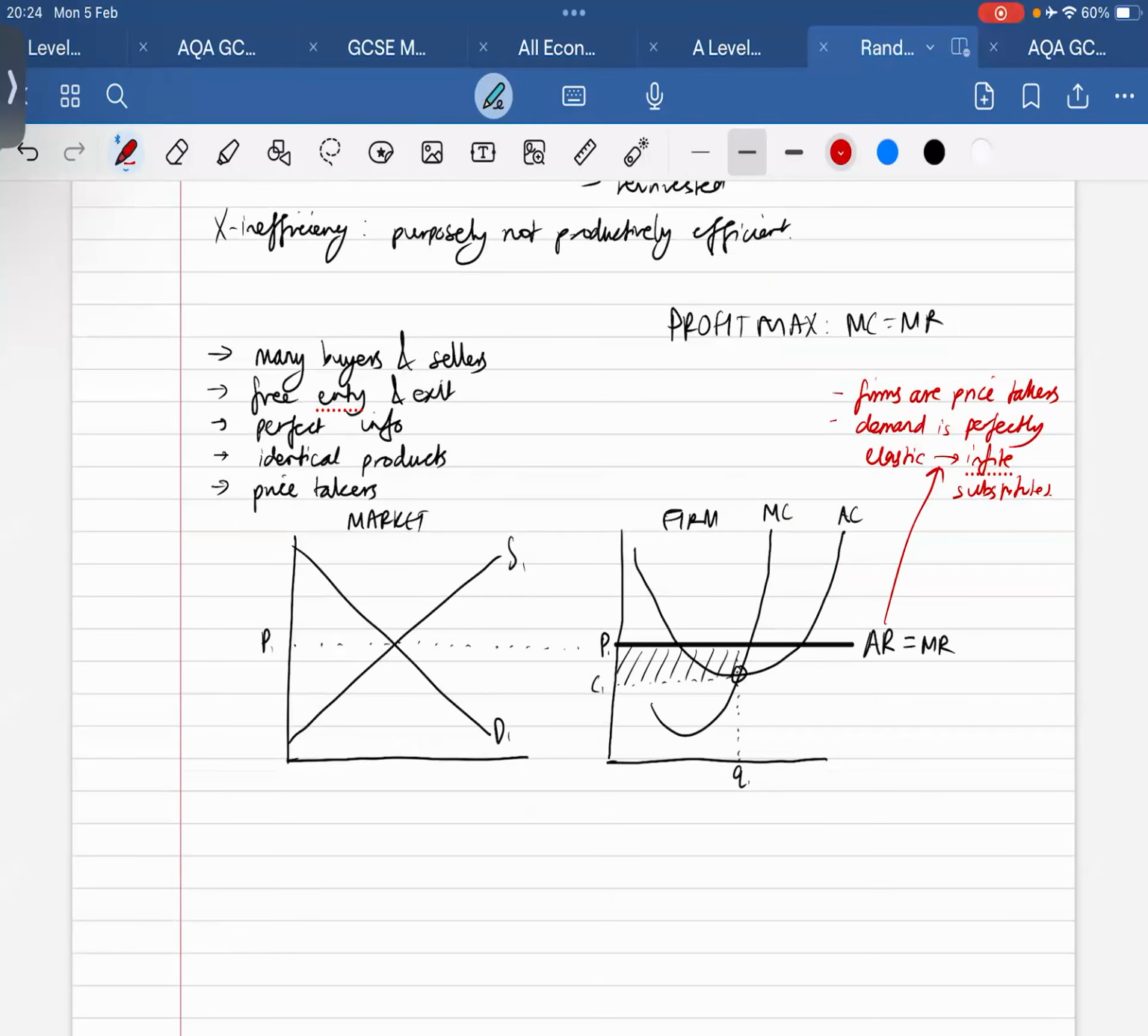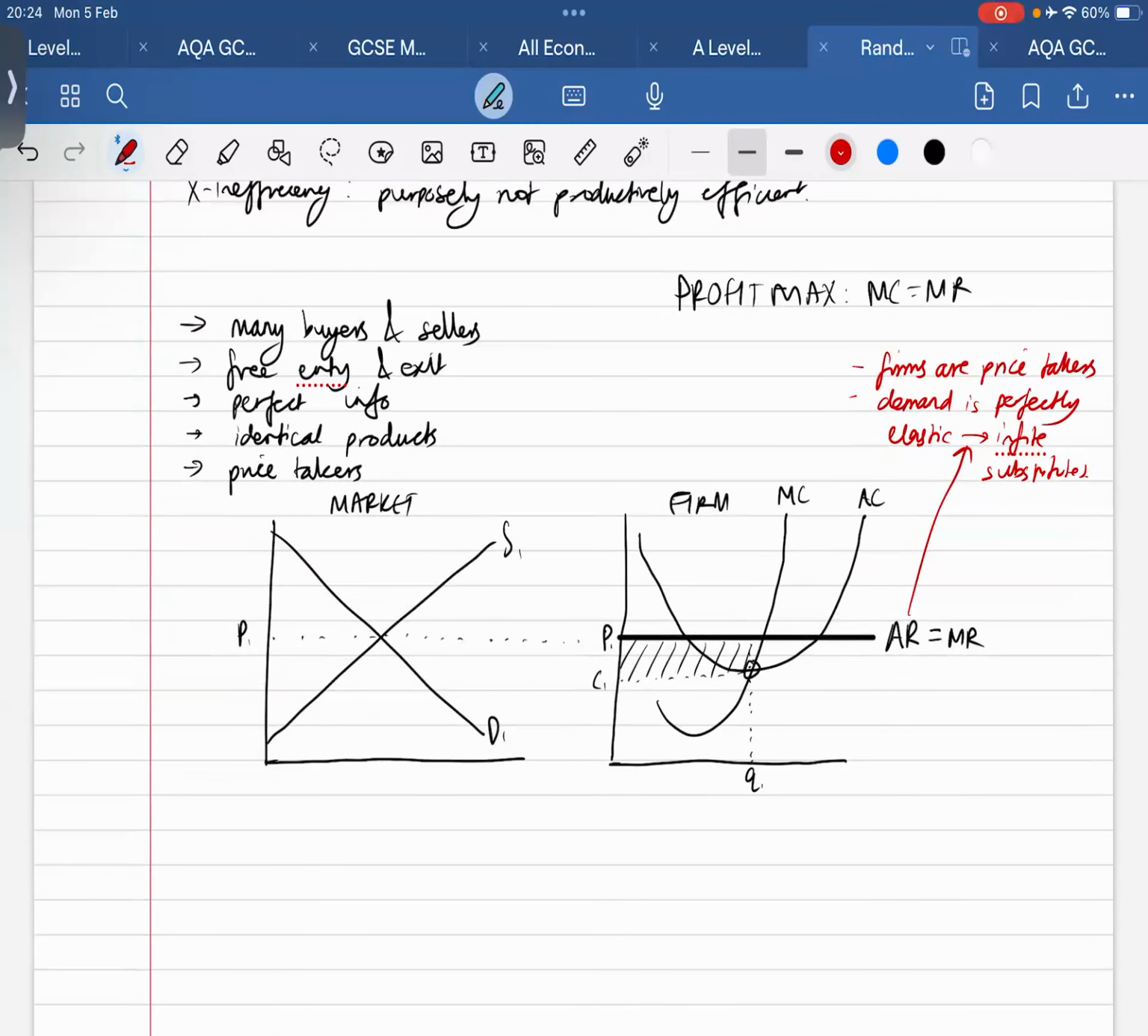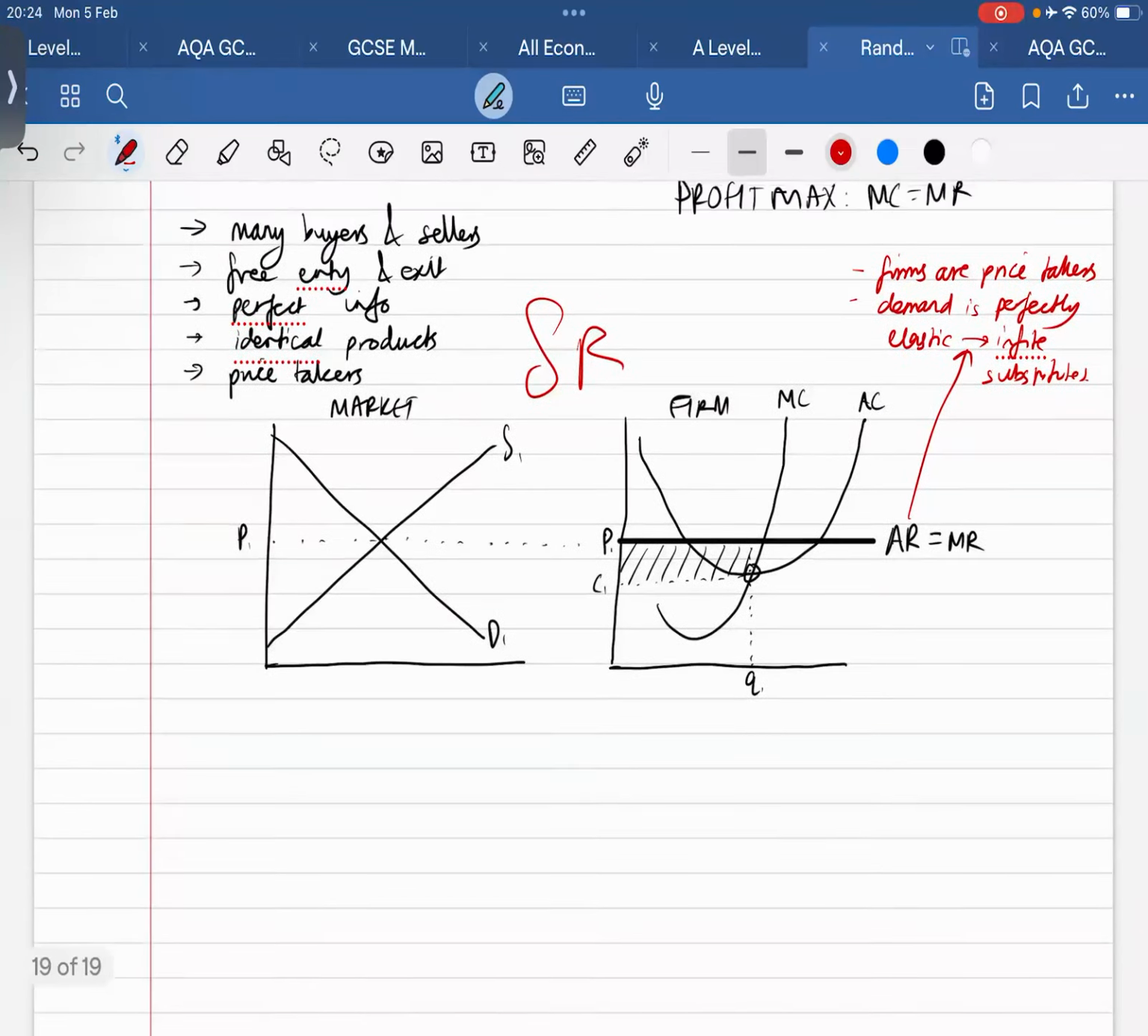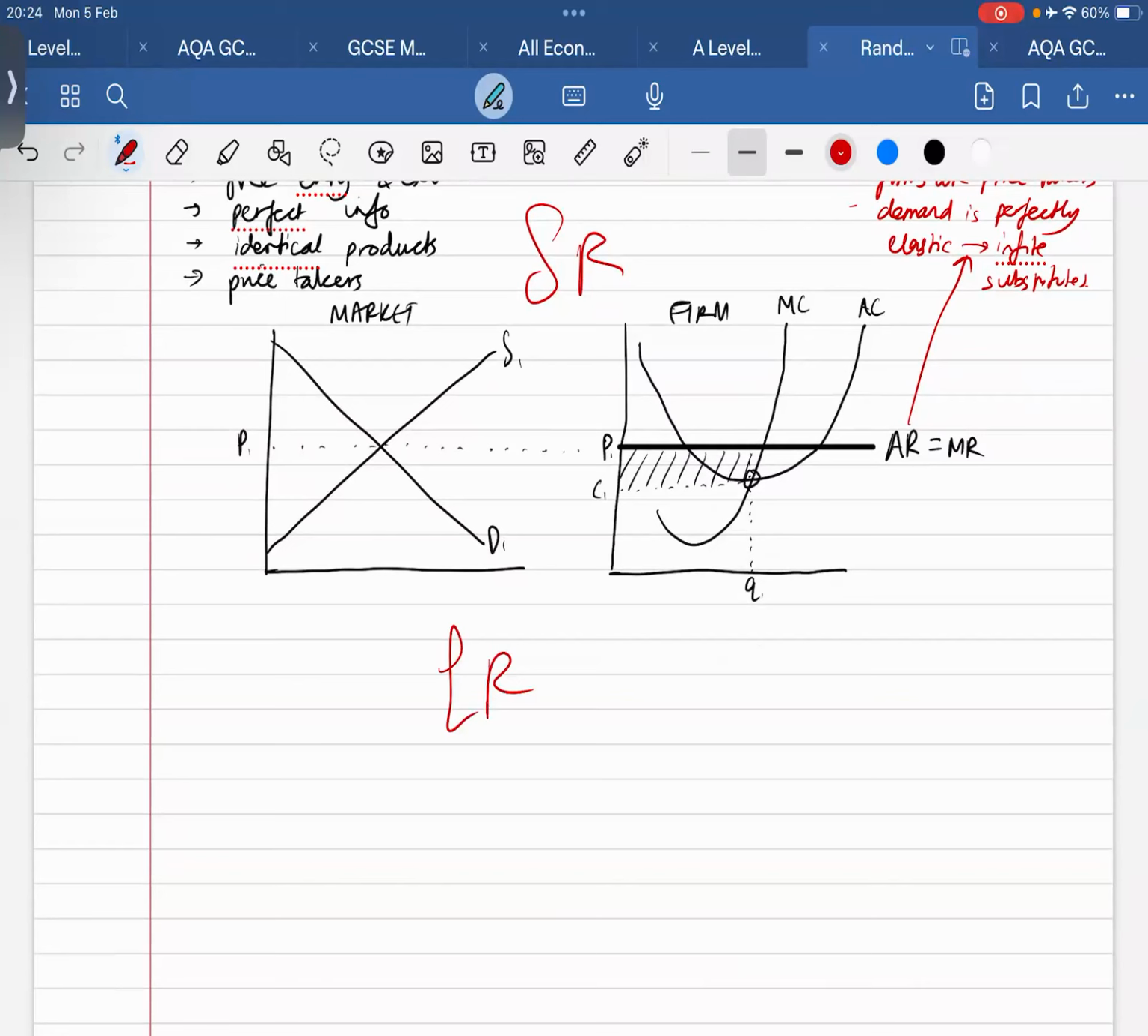The next thing is the transition from short run to long run. So this is short run. I can do long run on the same diagram, or I can do it on a separate diagram. So I'll show you here first. And that's the thing you'd want to explain in your essay. So you'd say, because there are supernormal profits, what would happen?